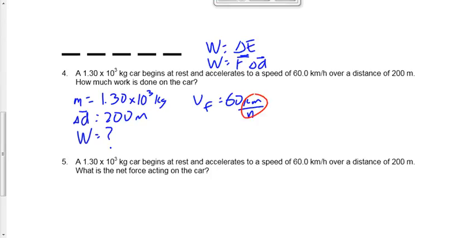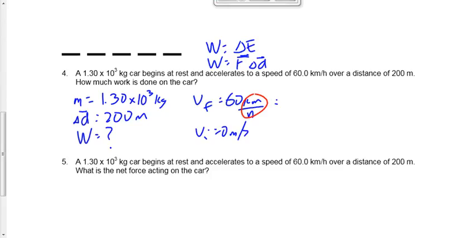Is there anything else we have if we kind of read between the lines here? Mouse? VI is what? Good. VI is 0 meters per second. Let's convert this kilometers per hour to meters per second here now, okay? 60 kilometers per hour. We got to convert the kilometers to meters first. What's the conversion factor, William? Kilometers to meters.